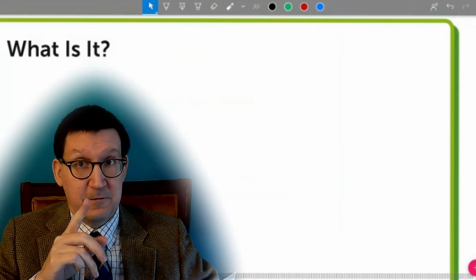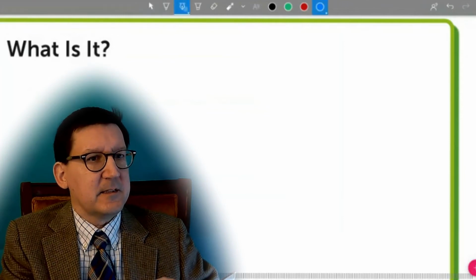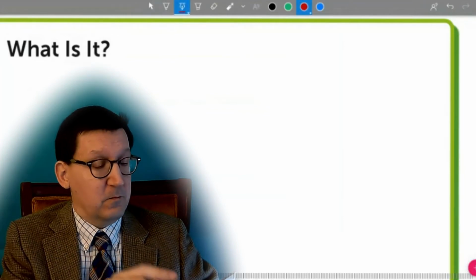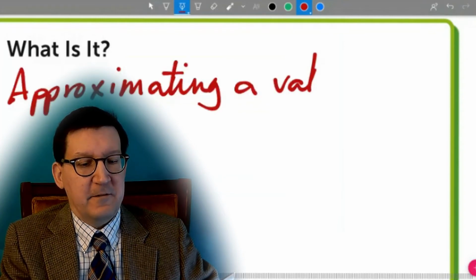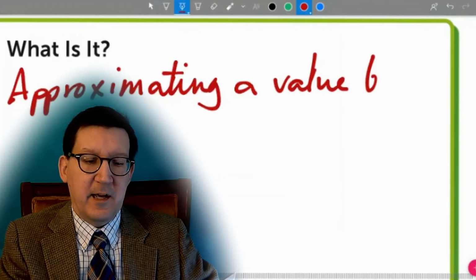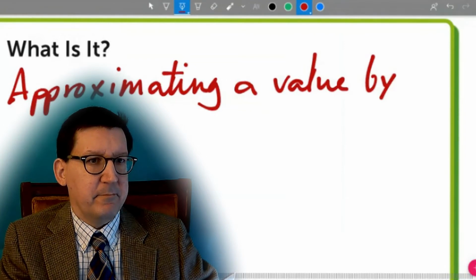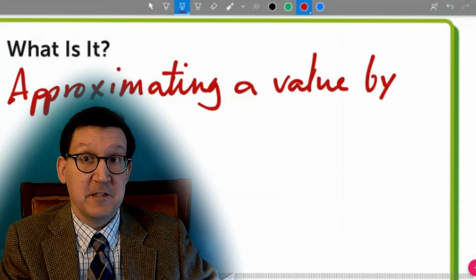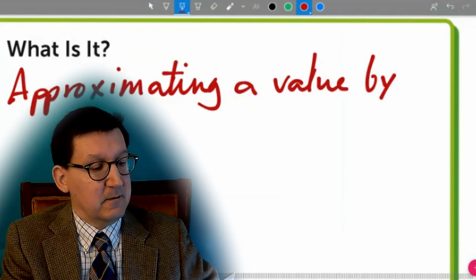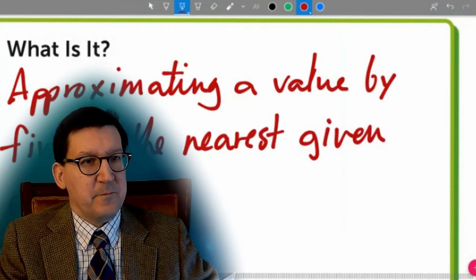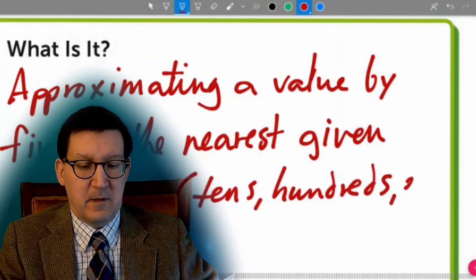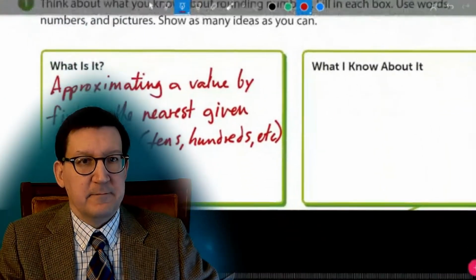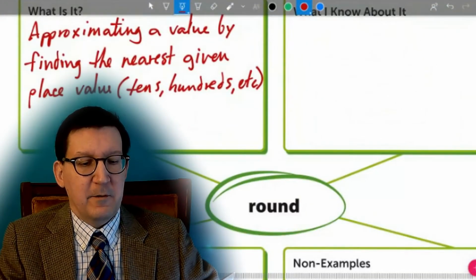I like that one. We could try that. We could say that it's approximation, right? Good word. You're approximating a value. You're approximating that value by, how would you phrase it? By finding the nearest given place value. Yeah. And that value could be tens, hundreds, other stuff like that. So, good.